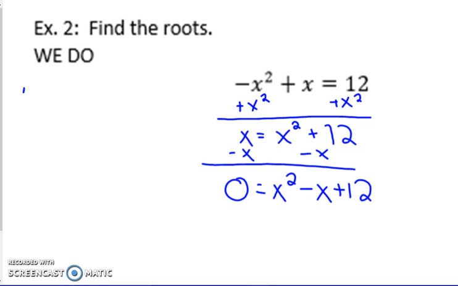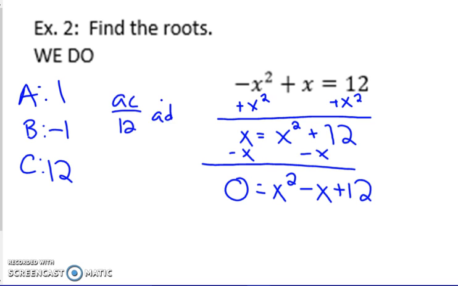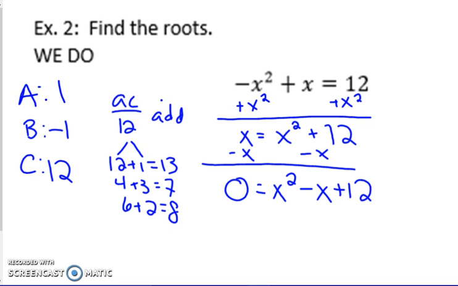Now, if I do my ABCs, A is 1, B is negative 1, and C is 12. Well, AC is positive 12, so we're going to add. If I look at all my factors of 12, none of them add to 1 or negative 1. So in this case, when it's saying find the roots, this is a prime equation. We don't know how to use the quadratic formula yet, so don't worry about trying to solve it another way. For today, we're just going to call it prime.